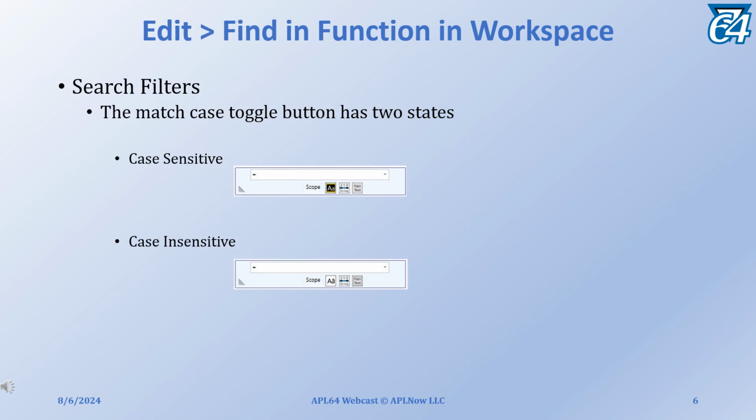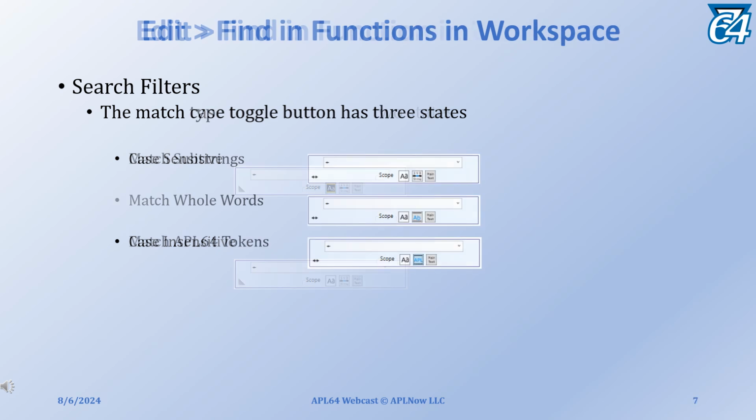Search filters may be user selected to customize the matches. Click the Match Case toggle button to select case-sensitive or case-insensitive matching. Search filters may be user selected to customize the matches. Click the Match Type toggle button to select one of three match type options: match substrings, match whole words, match APL64 tokens.